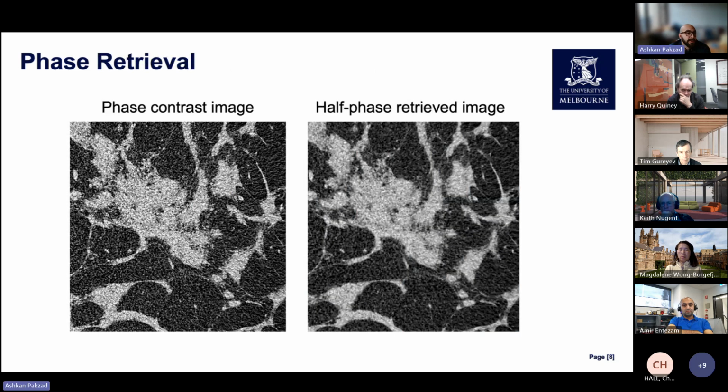And we can do what's called phase retrieval. So we can retrieve that phase, and we can use that information to reduce the noise, and that's despite using the same number of photons.